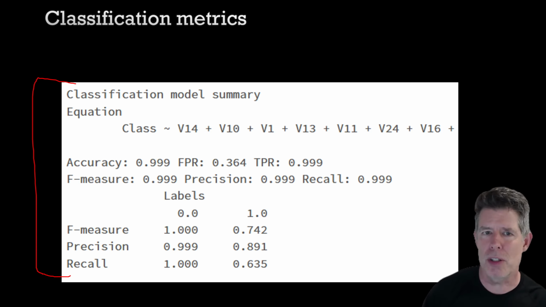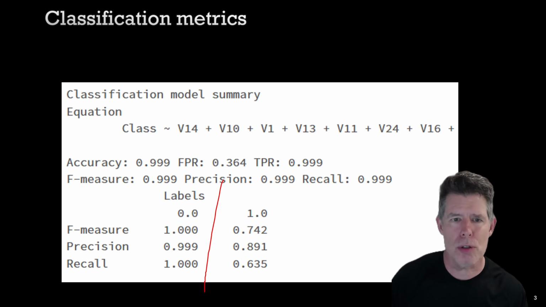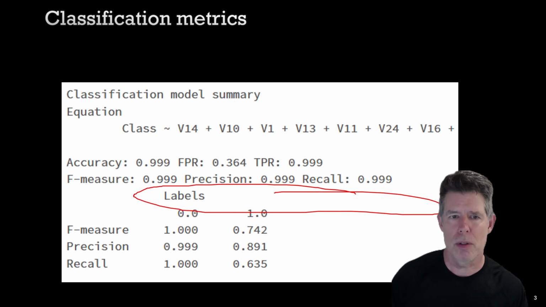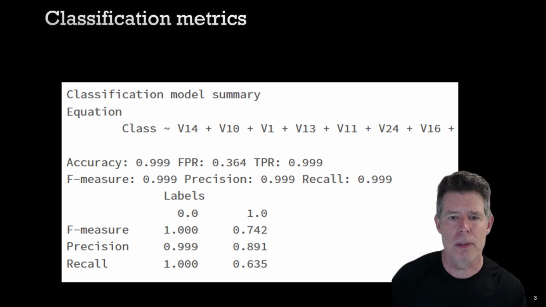It prints out classic information you'd like to know for classification: the accuracy, false positive rate, true positive rate, F measure, precision, recall. And that's in the aggregate, but you can also take your labels. In this case, I've got two labels for binary classification. And so for the 0 label, you can print out its F measure, precision, and recall, and the same for the other label. And then later on, I'll show you if you have more than two, some multi-class classification, you can print out the measures for all of the classes involved.